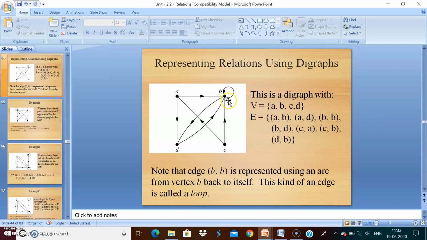Here, A to B, one relation. A to C. Next one, A to D. Next one, B to B. Next one, B to D. Next one, C to A. Next one, C to B. Next one, D to B. Okay, that is the reverse case: from the diagram, find the relation set.